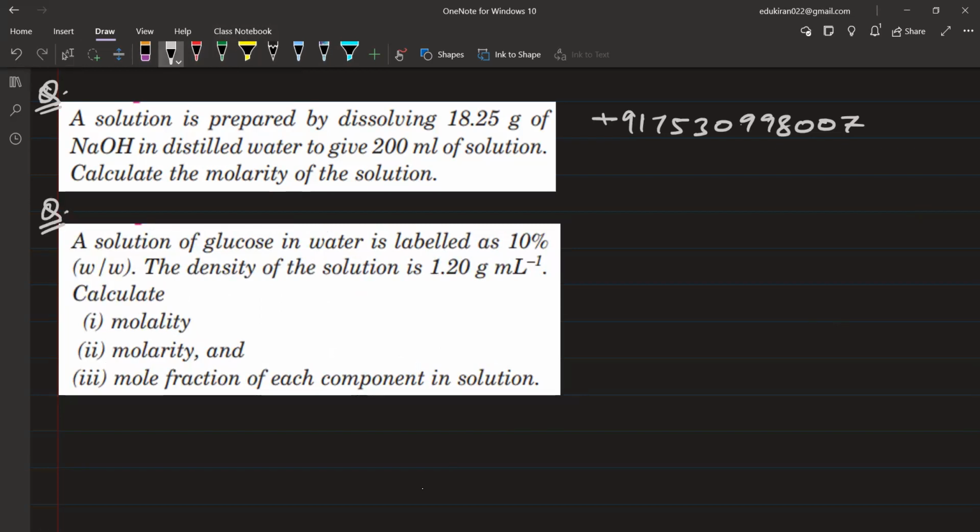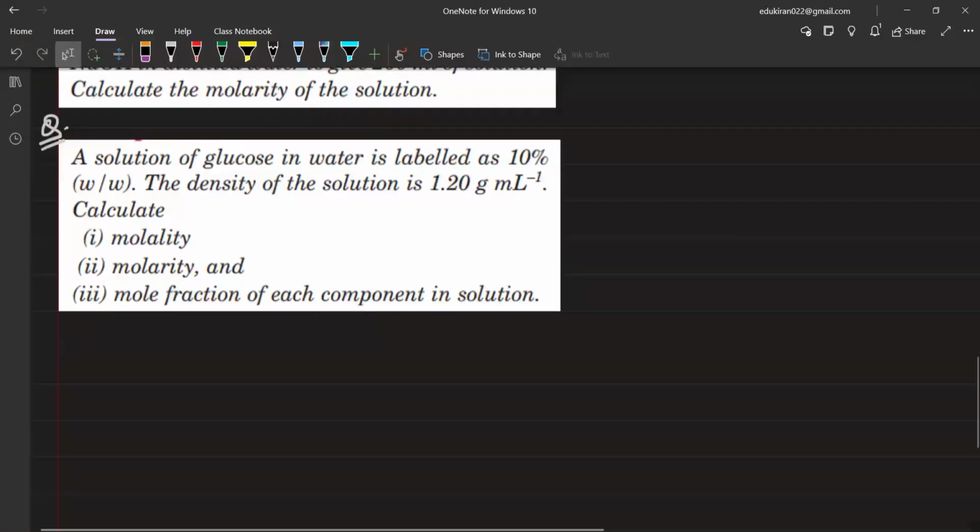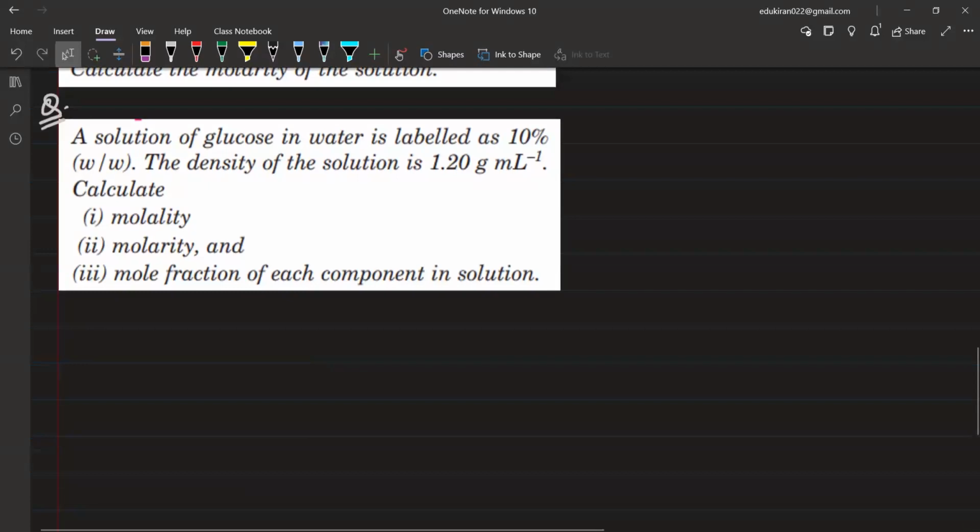Others, please write this question. Let me explain just a small bit from this. The question is saying a solution of glucose in water is labeled 10% W by W. Okay, Martin, I got yours.